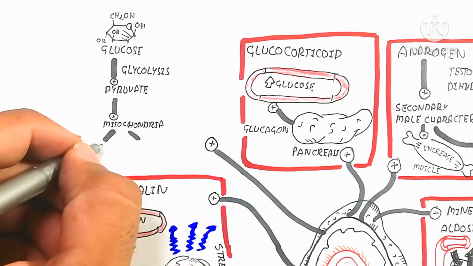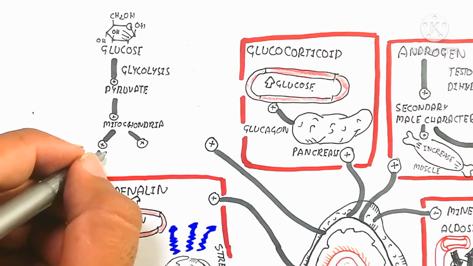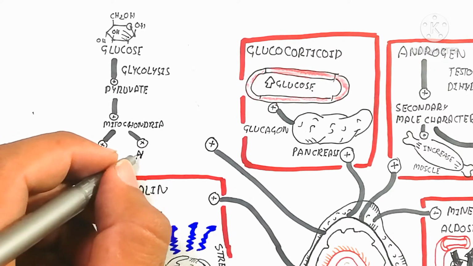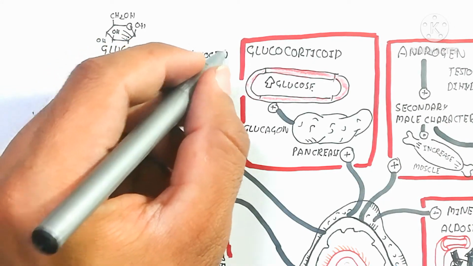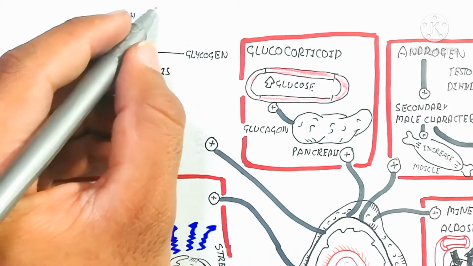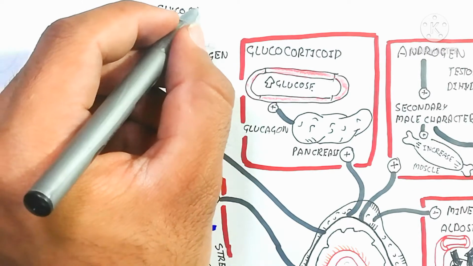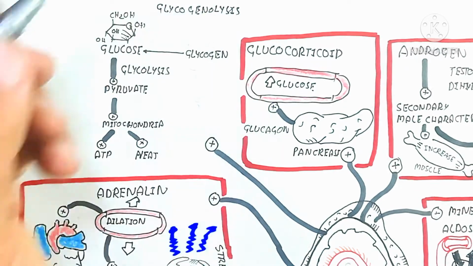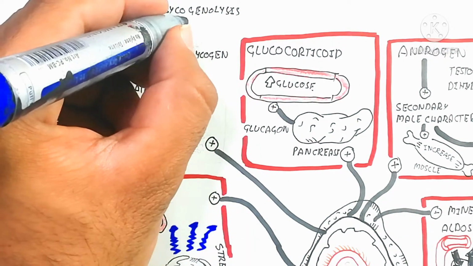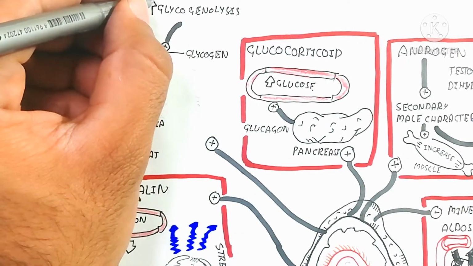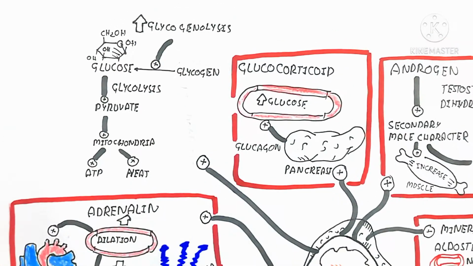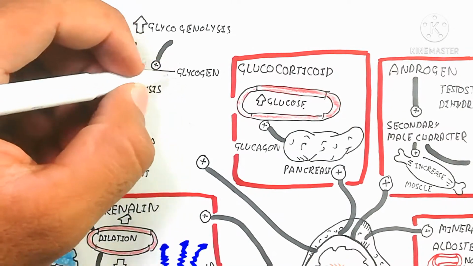Here in glycogenolysis, glycogen is converted into glucose. Glucose produces pyruvate by glycolysis, which enters the mitochondria and produces ATP and heat. So thermogenesis will be formed. That is the thermoregulation maintenance. That is the homeostatic hormone. So the adrenal gland is basically a homeostatic hormone.